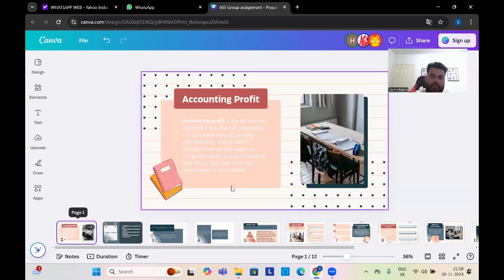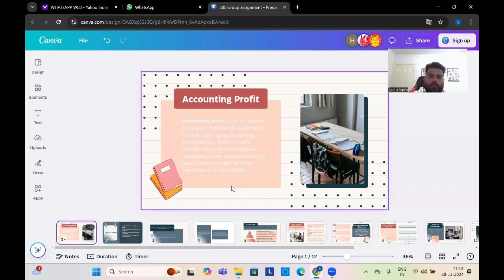And now I'm going to show you the accounting profit. Accounting profit is the net income reported in the financial statements. So it is the net income or revenue after the losses or any expenses we show in the financial statements. It is calculated using accounting principles, for example IFRS or GAAP. It includes revenues and expenses recognized under accrual accounting. It may include non-cash items like depreciation or amortization.